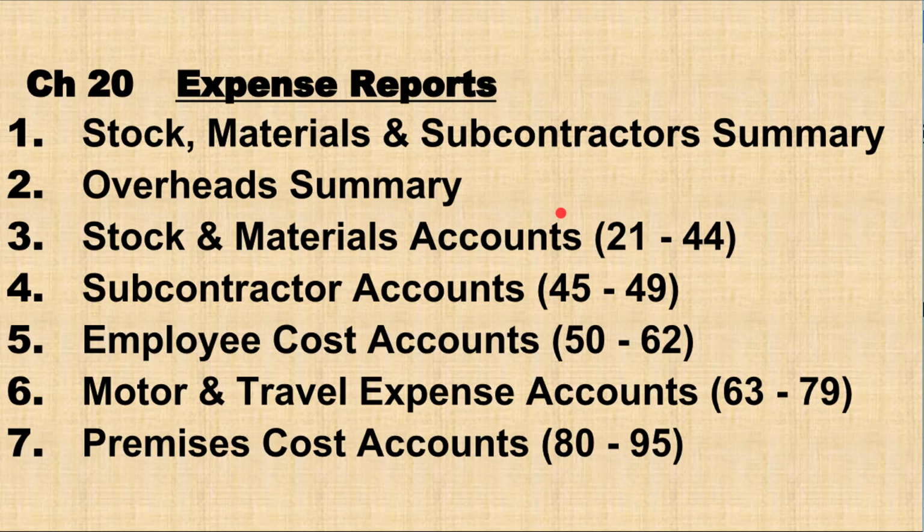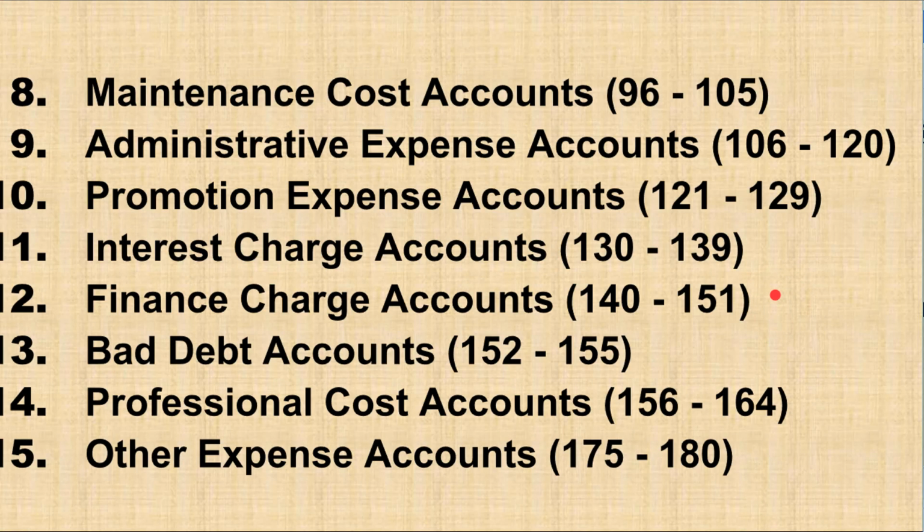Now, number 2, we look at the overhead summary. Next, we look at stock and materials accounts. Next, we look at subcontractor accounts. Next, we look at employee cost accounts. Next, we look at motor and travel expense accounts. Next, we look at premises cost accounts. Number 8, we look at maintenance cost accounts.